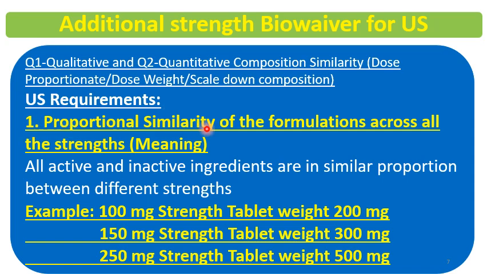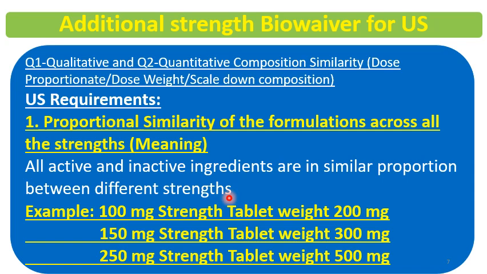1. Proportional similarity of the formulations across all the strengths. What is the meaning of proportional similarity and proportionate composition? See, the meaning is very simple and it can be easily understood. All active and inactive ingredients are in similar proportion between different strengths.